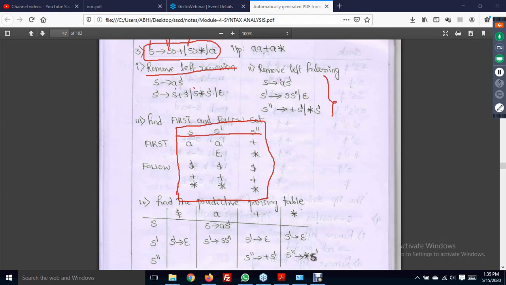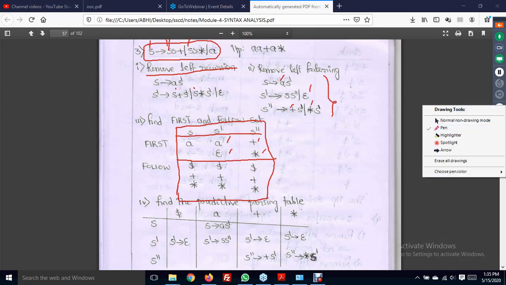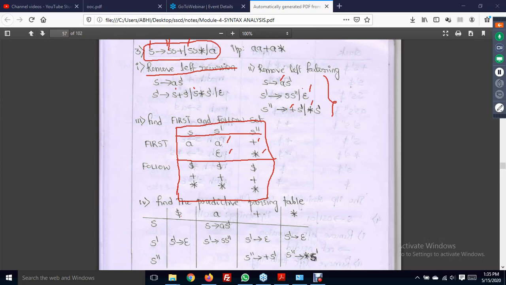First of S is A. So then first of S' is, yes, that means A and epsilon. First of S'' is plus and star. What is follow of S? In order to find out follow of S, look where exactly I have S. I have S here. Follow of S is a non-terminal, so first of S''. S'' is plus and star, and dollar.